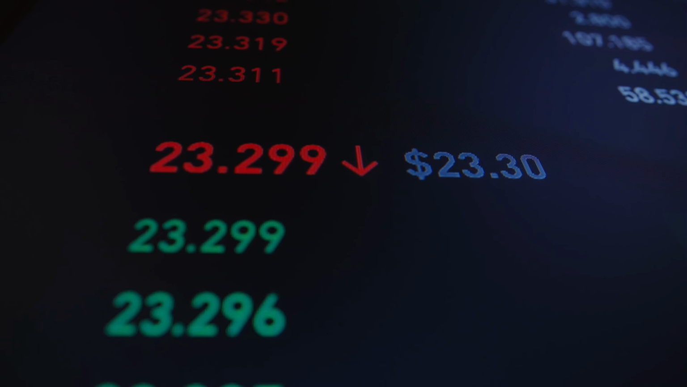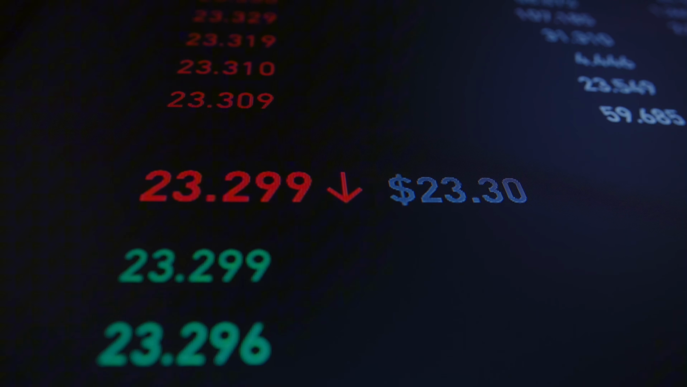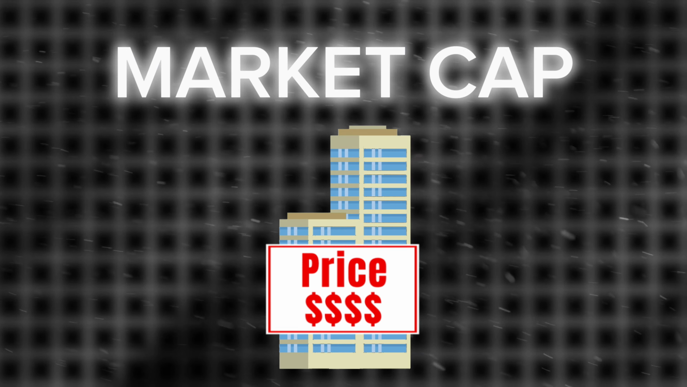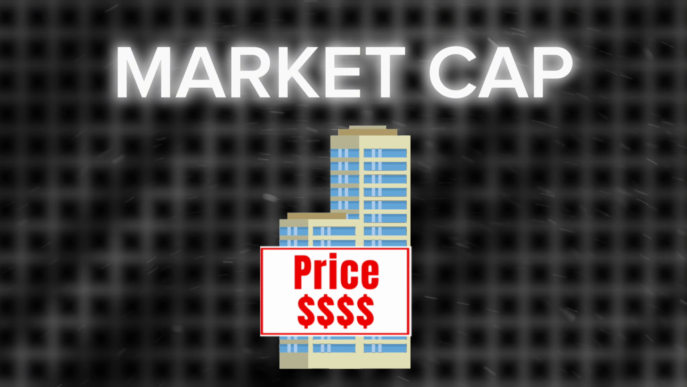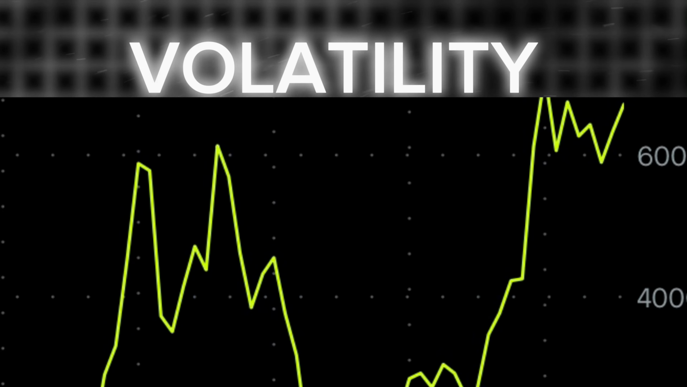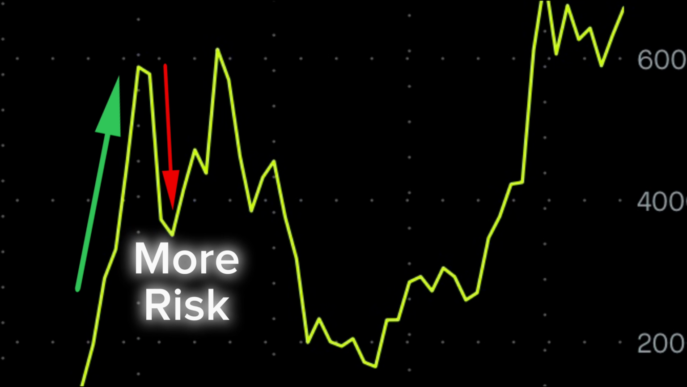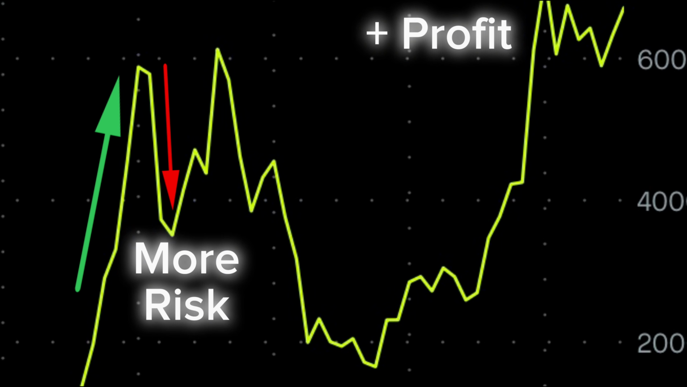Step 2, stock prices and movements. Your stock price will change based on what investors think about your company's future. There are a few key things that influence stock prices. Market cap, the total price of a company if you bought all its shares. Big companies have larger market caps. Volatility. This refers to how fast the stock goes up or down. High volatility means more risk, but also more opportunity for big profits.